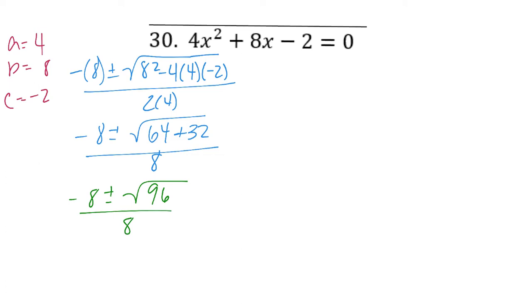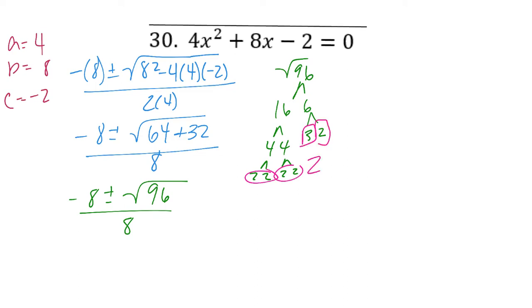And then you've got to simplify the square root of 96, break it down. So 96 is 16 times 6, 16 is 4 times 4, 6 is 3 times 2. Break down 4s into 2 sets of 2. I have a pair of 2s and a pair of 2s. A 3 and a 2 are left over. So I have 2 times 2 root 6, or sorry, 4 root 6 total.